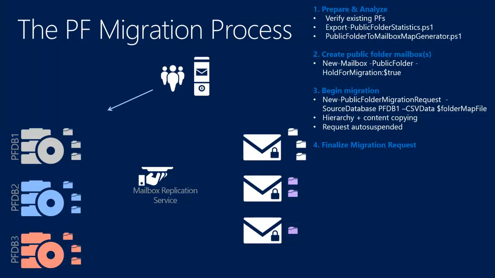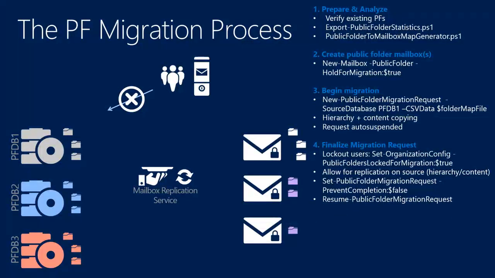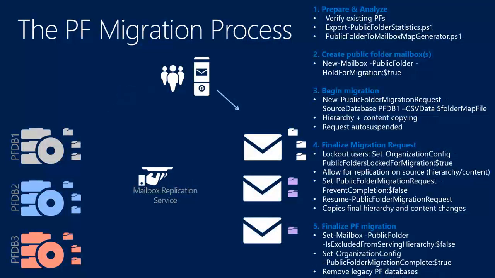So when you decide to finalize the public folder migration, you lock the legacy public folders using the Set-OrganizationConfig commandlet. Then you remove the prevent completion setting from the migration request, and you run resume to allow the synchronization to finish. That copies the final changes to the hierarchy and opens up the public folder mailbox.